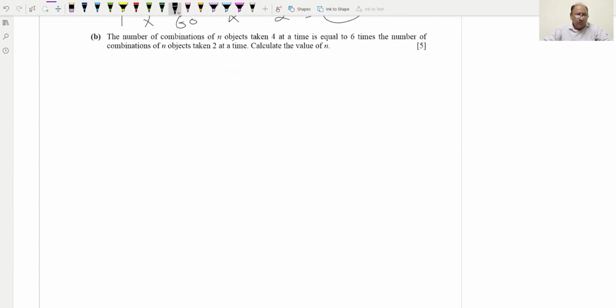Hopefully you got this. Now B part says the number of combinations of n objects taken 4 at a time is equal to 6 times the number of combinations of n objects taken 2 at a time. Calculate the value. So they have given the condition, n objects taken 4 at a time, which we can write as nC4, and this is equal to, they are saying 6 times the number of combinations of n objects. So 6 nC2.